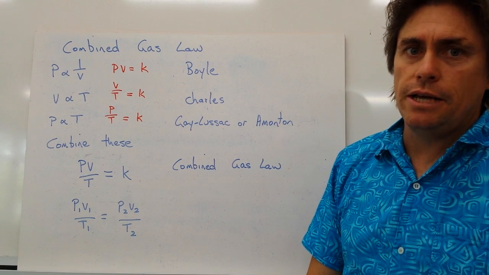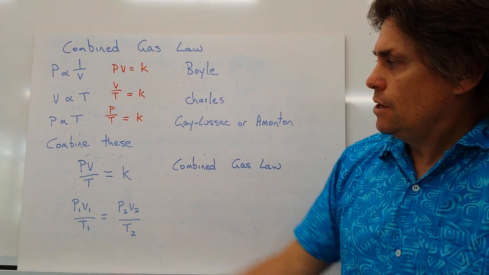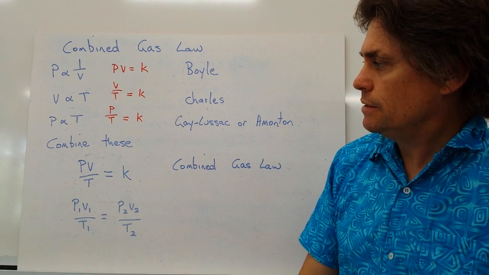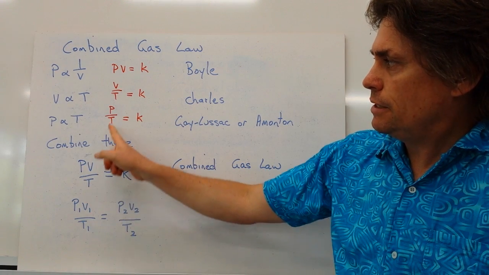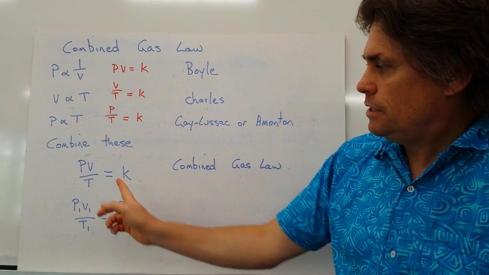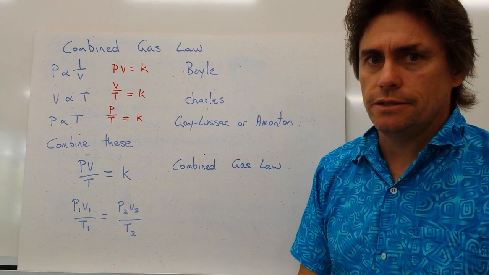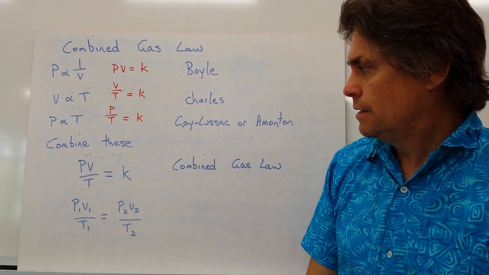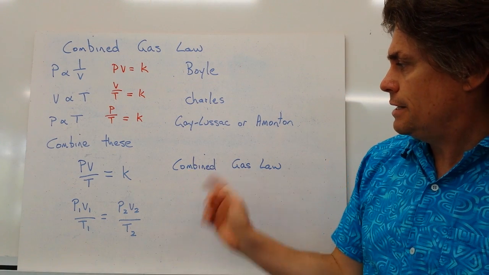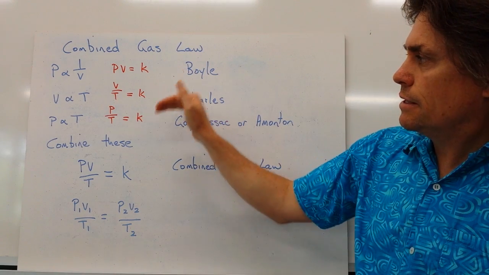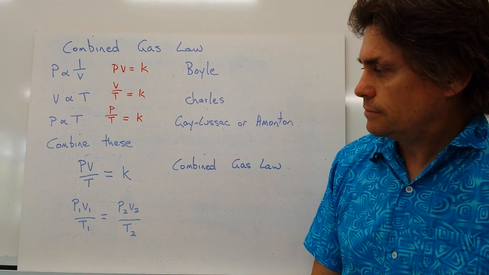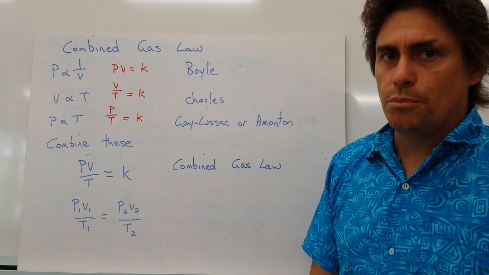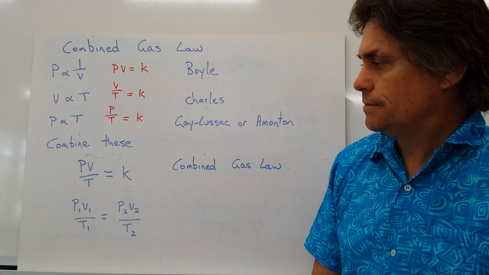Now if we combine those three relationships, we come out with pressure times volume, from our first one, divided by temperature, from both of these two, is always equal to a constant if we hold the mass constant in a gas. This is known as the combined gas law because it brings together three different laws. So we can use this to predict changes.